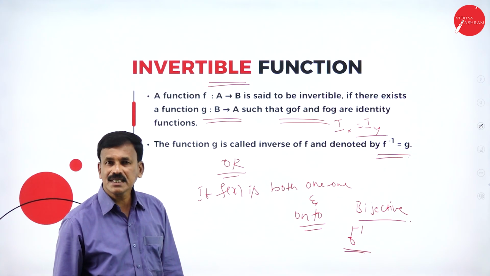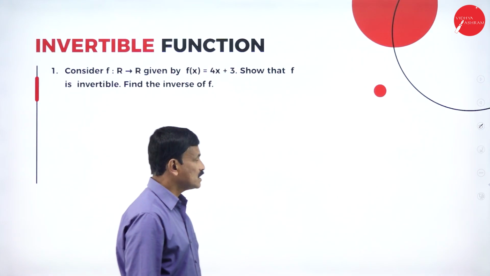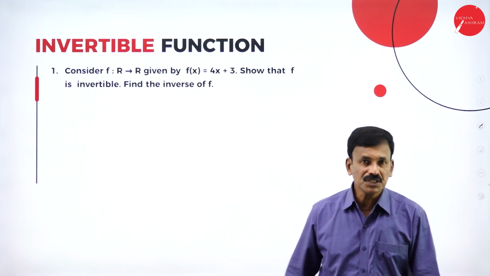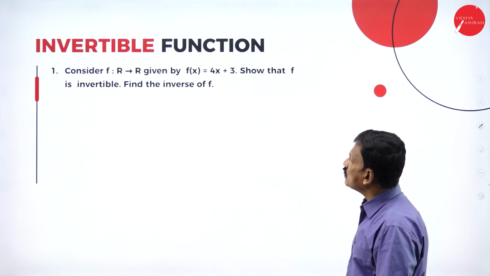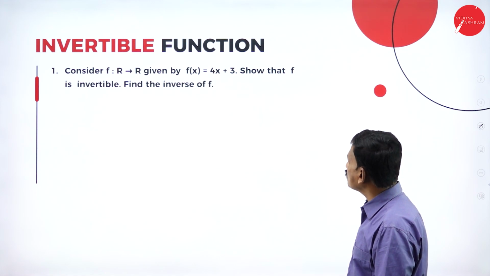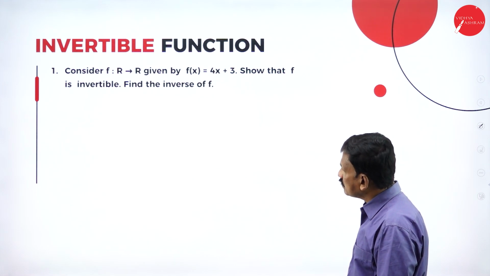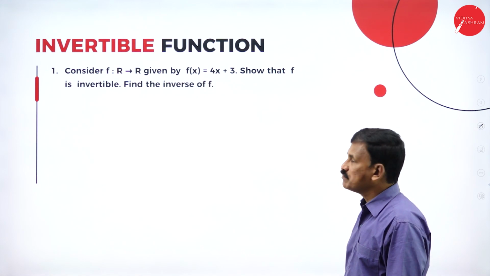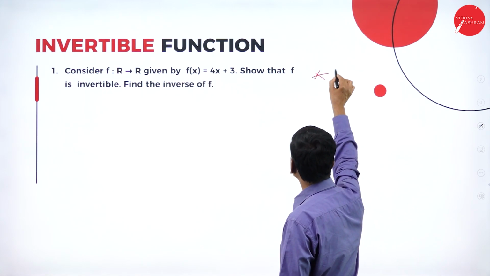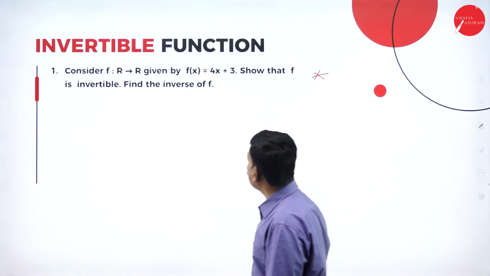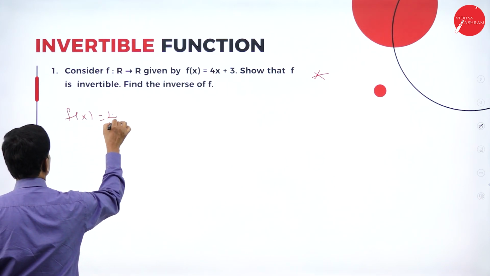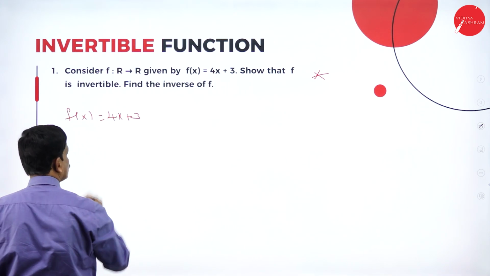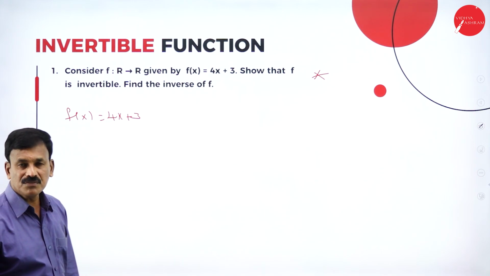Okay. Now take an example. So this is a 6 or 7 mark question. You may expect this type of questions in your final examination. Consider f from R to R given by f(x) = 4x + 3. Show that f is invertible. Find the inverse of f. Very important problem from the point of examination. What is given? f(x) = 4x + 3. Now first verify whether it is a 1-1 function or not.